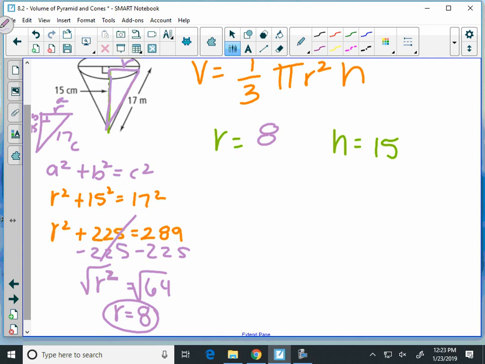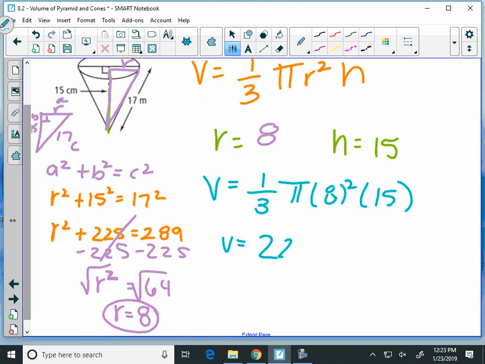So we just plug it into that formula. We have all of our pieces. Plug them in. We get 8 squared times 15. So you're going to do 1/3 times 8 squared times 15 because we want to leave it in terms of pi. So what do we get? We do 1/3 times 8 squared times 15. 320? 320. There you go. 320 pi.